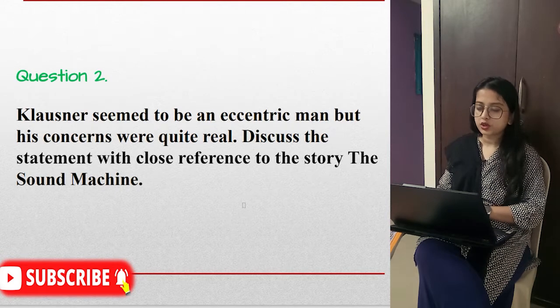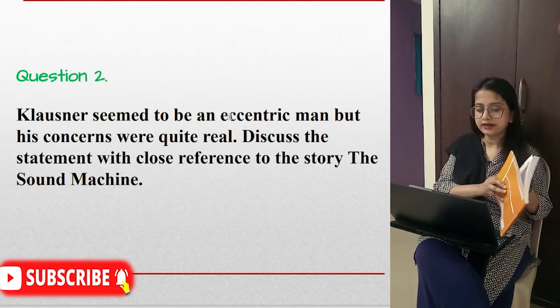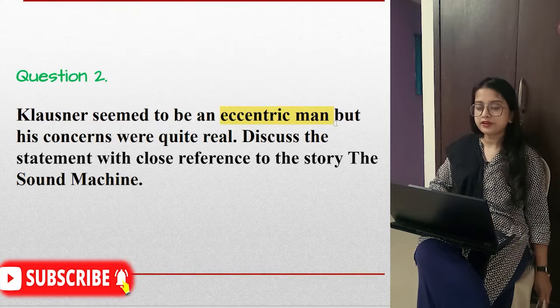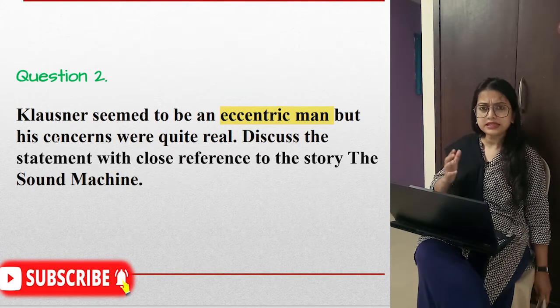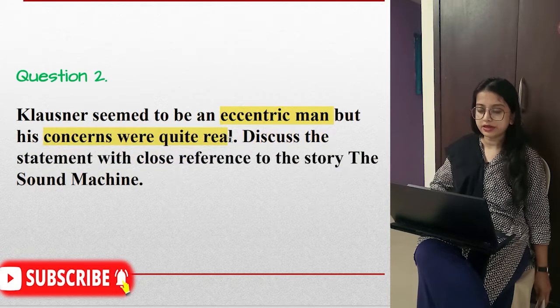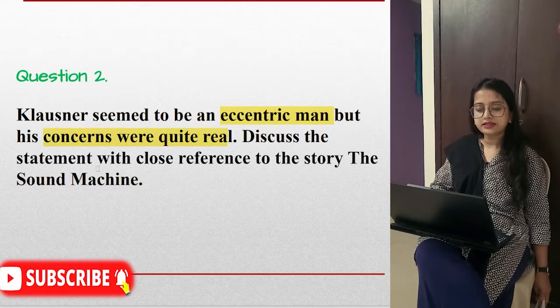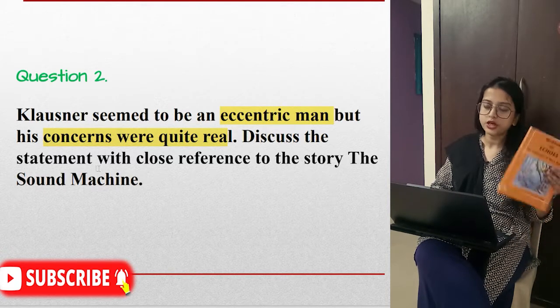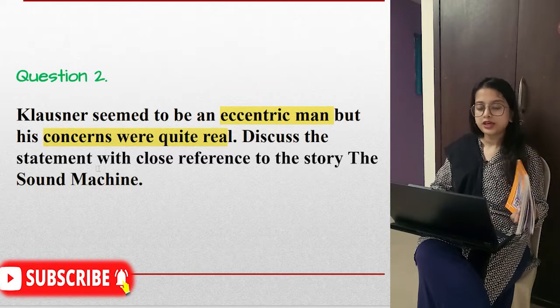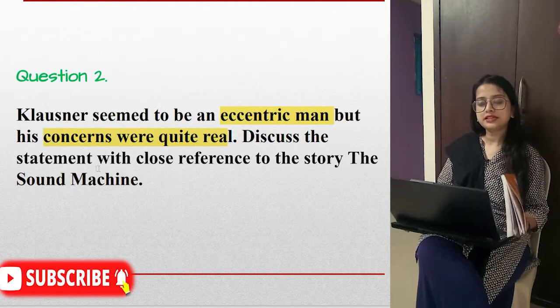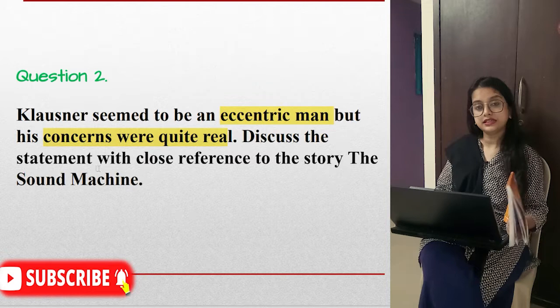Next question. Klosner seems to be an eccentric man. That means he is a man who is not totally sane. There is some kind of madness in him. But his concerns were quite real. What are the concerns that we are saying are real? Discuss the statement with close reference to the story Sound Machine. 2 marks for eccentric man. You have to say certain things which suggest that he is an eccentric man.